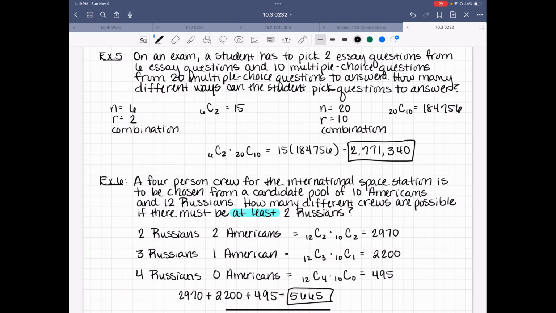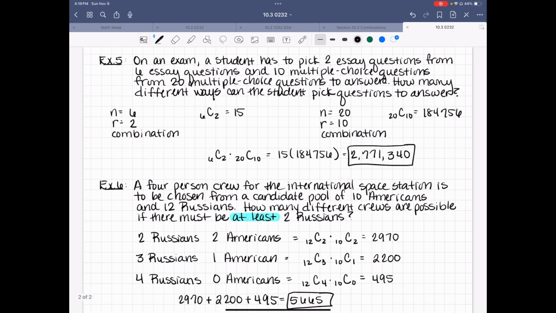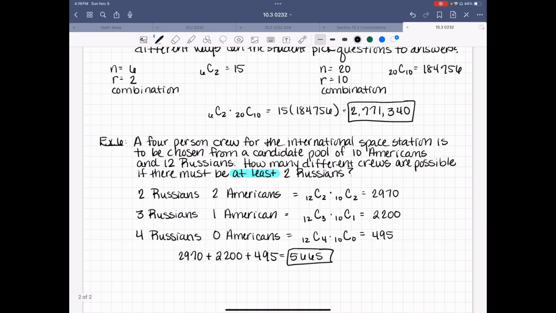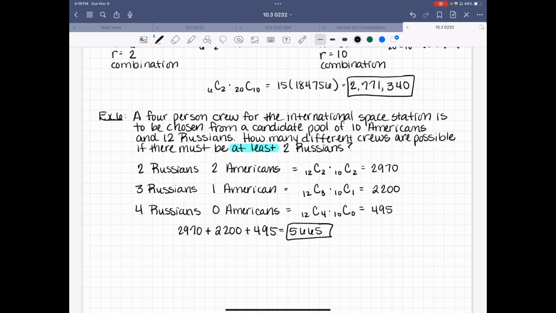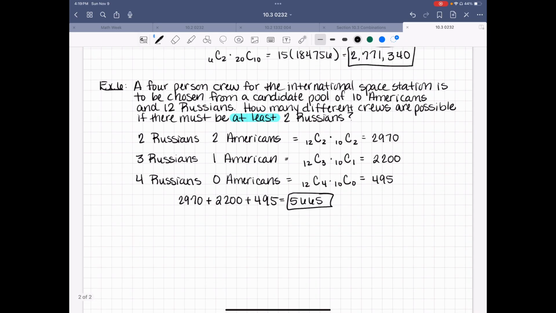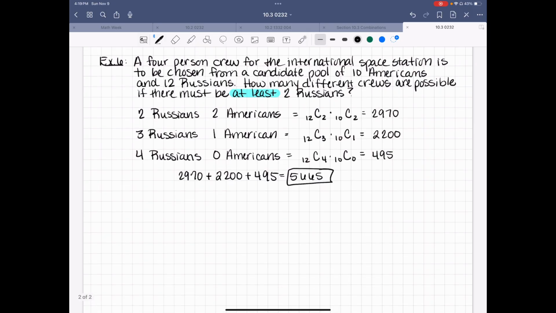184,756. Now, in order to get the total different ways that the student could pick questions, we needed to multiply those two together. So we said 15 times 184,756. That did give me 2,771,340.